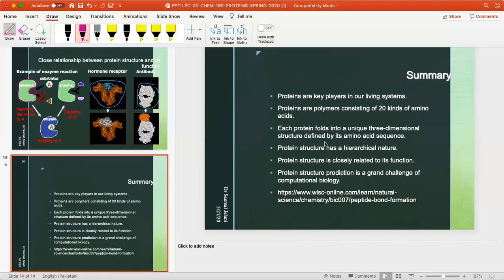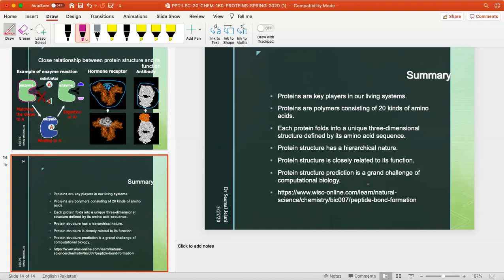So this is a summary of proteins. Proteins are key players in our living systems, and normally consist of 20 kinds of amino acids. Some are acidic, some are basic, some are hydrophilic, some are hydrophobic. Hydrophilic means water loving, hydrophobic means they repel water molecules. Each protein folds into a unique three-dimensional structure which is defined by its amino acid sequence. Protein structure has a hierarchical nature. Protein structure is closely related to its function. It is not that if this structure works, the others also will. It is specific in its functions.